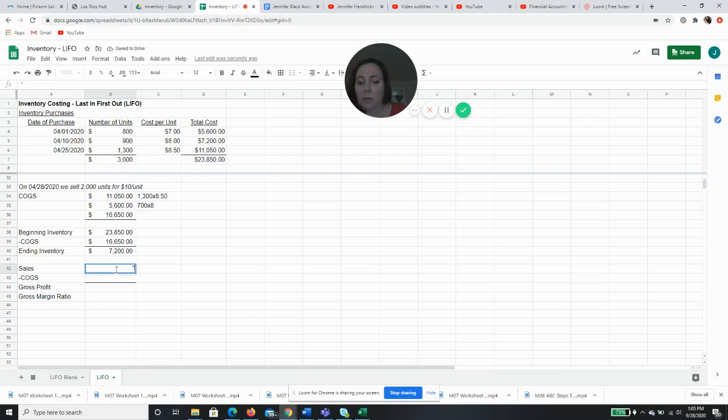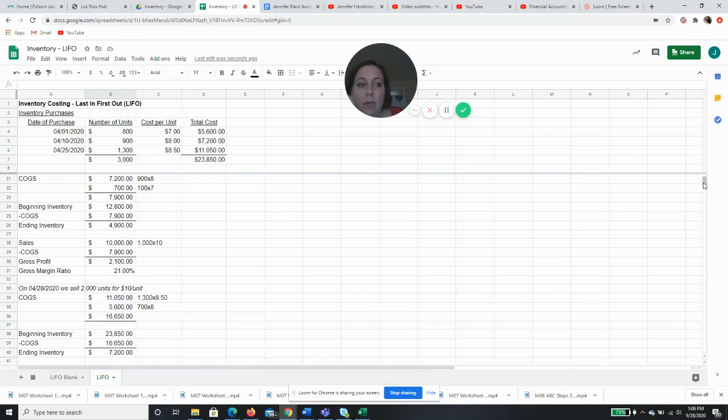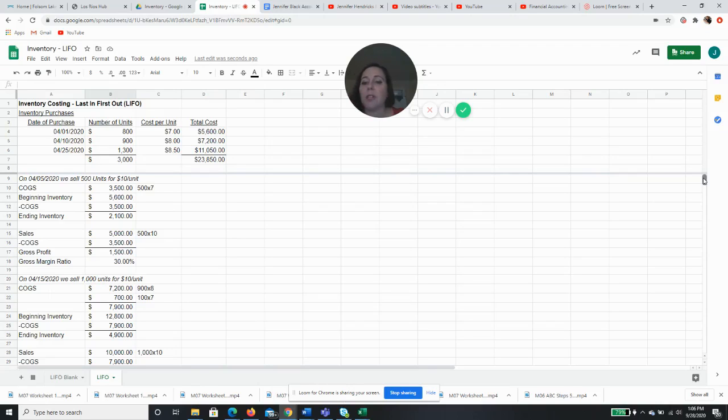Sales are going to be 2,000 times 10, or 20,000, minus our cost of goods sold of 16,650. So sales minus cost of goods sold equals 3,350. And when we divide that by our sales of 20,000, we get a gross margin ratio of 16.75%.